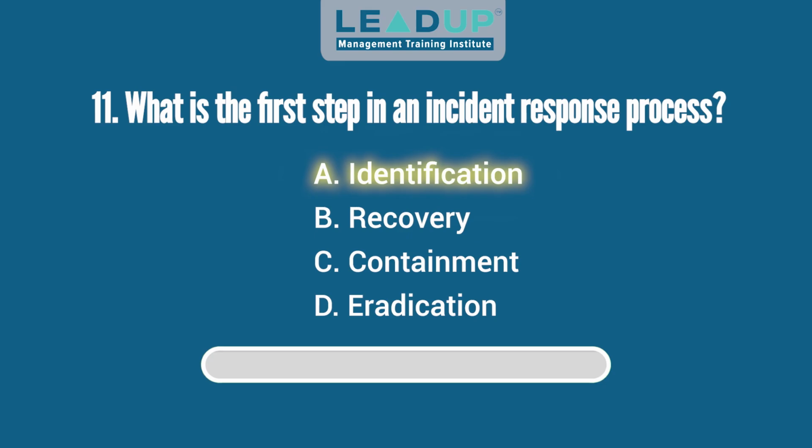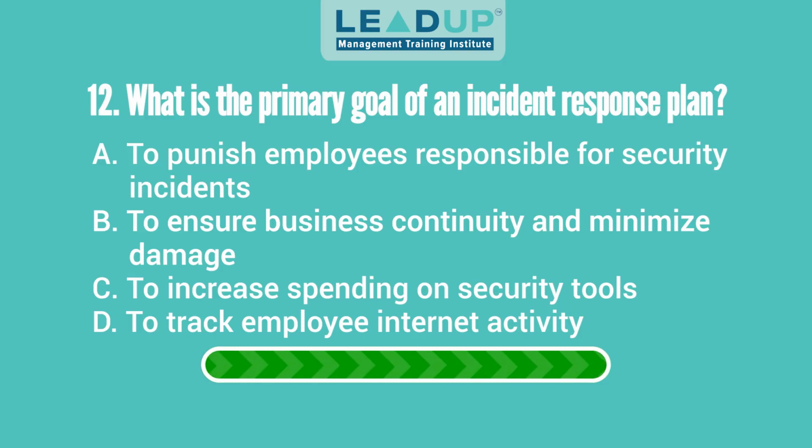Answer: identification. Question 12. What is the primary goal of an incident response plan? A. To punish employees responsible for security incidents. B. To ensure business continuity and minimize damage. C. To increase spending on security tools. And D. To track employee internet activity.